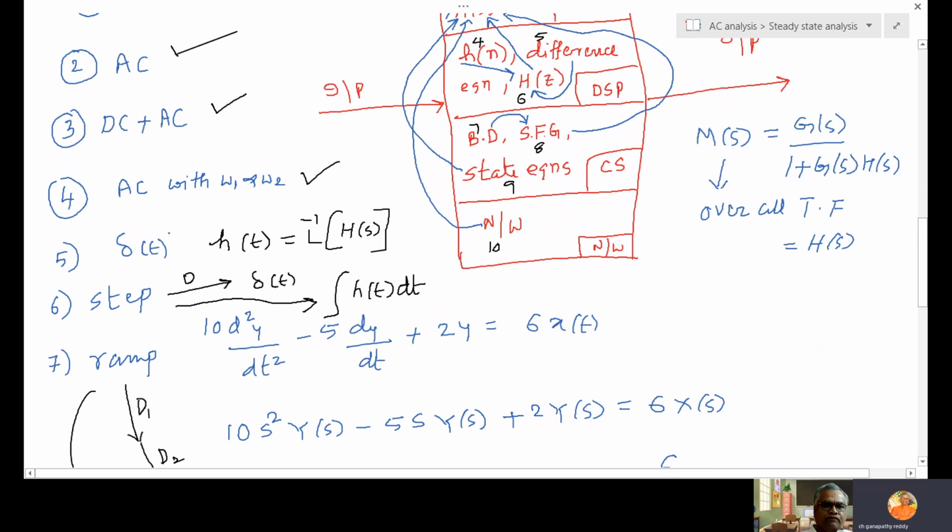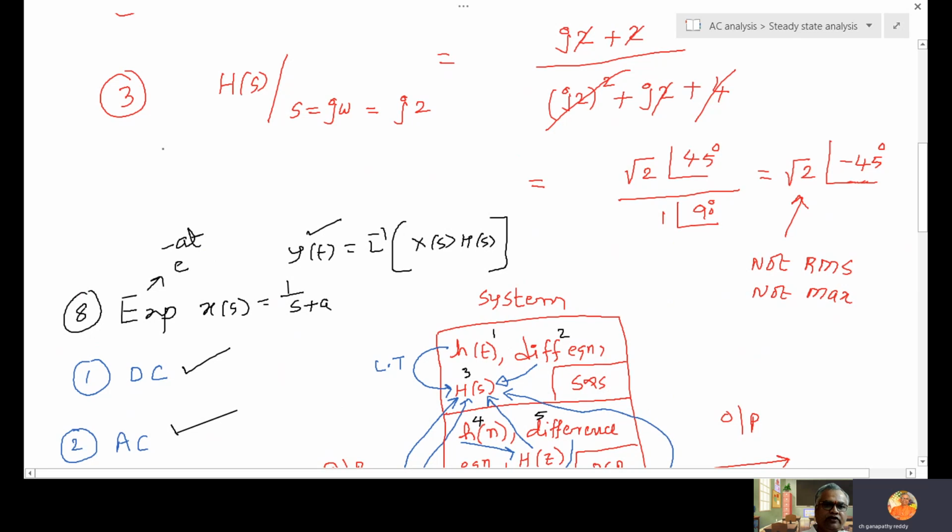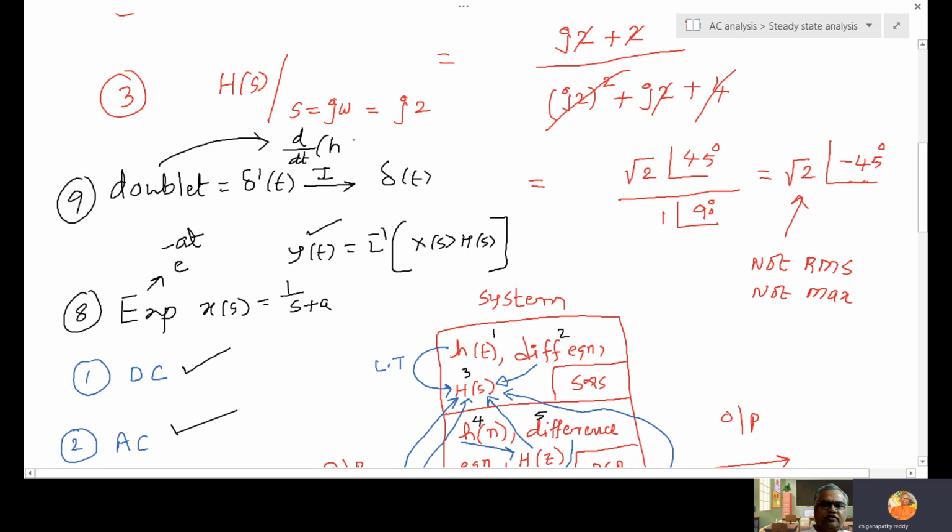Or it can be a doublet, the ninth one. What is a doublet? Derivative of impulse function. Now don't differentiate this, here you have to integrate. The integration of a doublet is an impulse. But the doublet response is nothing but the derivative of the impulse response h of t. To get the impulse, we integrated. To get the doublet response, differentiate.